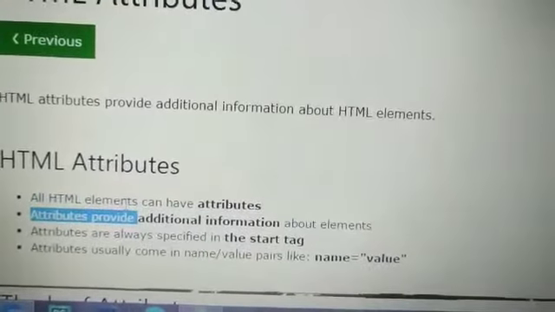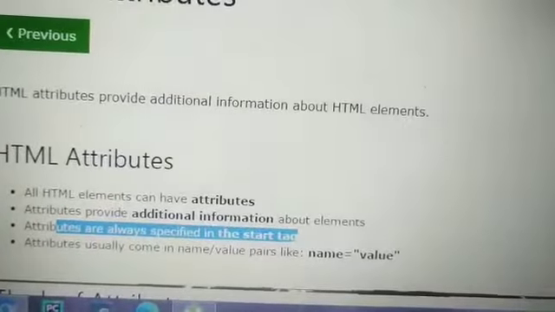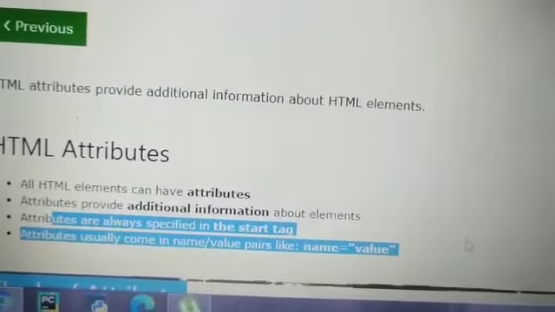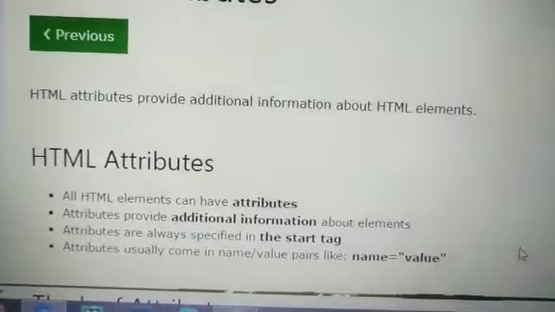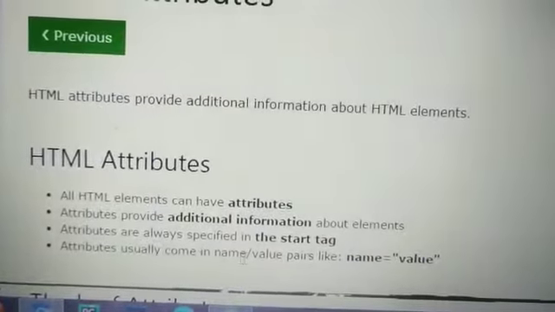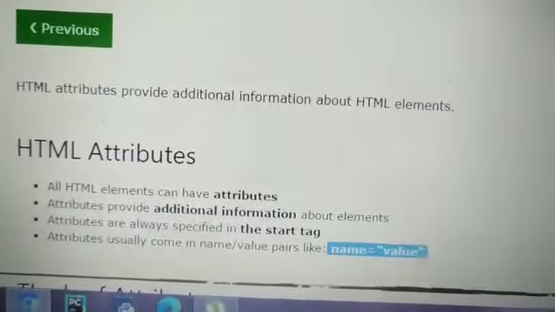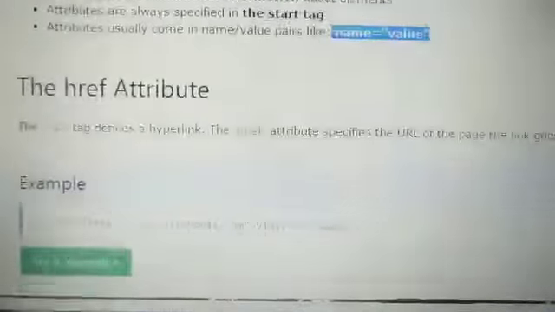So how can we specify them? Attributes are always specified in the start tag. Remember in your mind that attributes are always specified in the start tag. Attributes usually come as name and value pairs, like name equals value, like in this way.